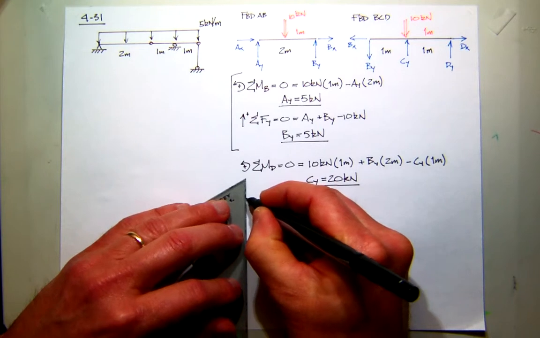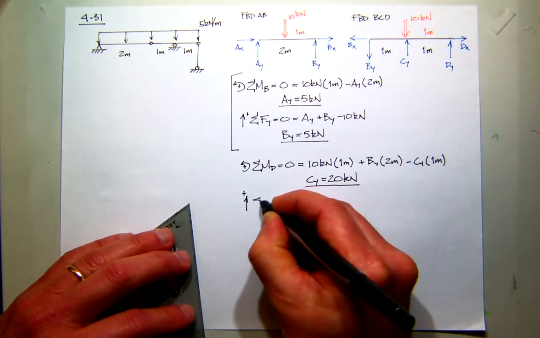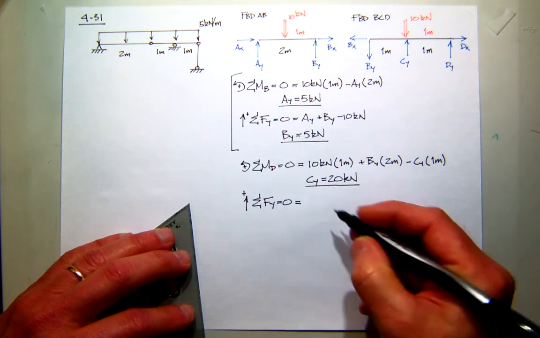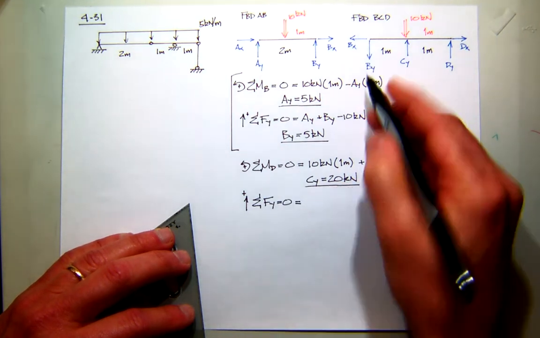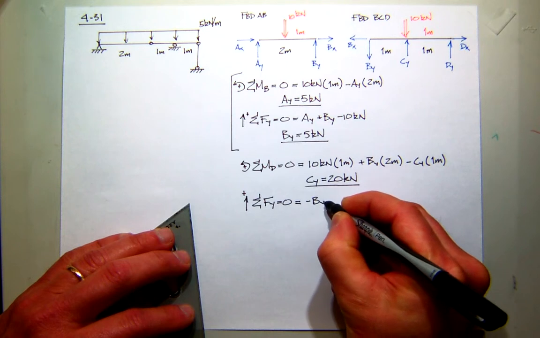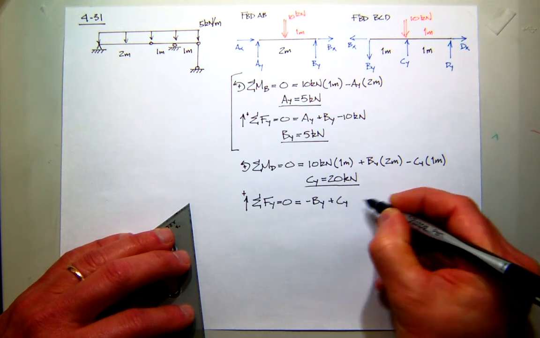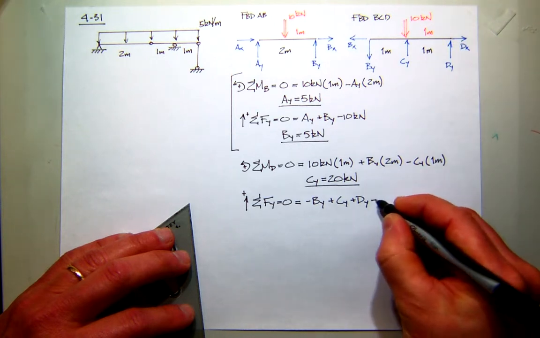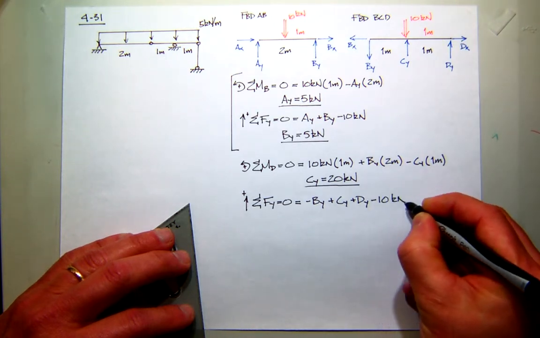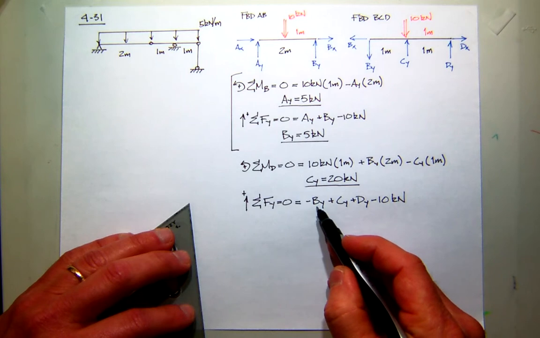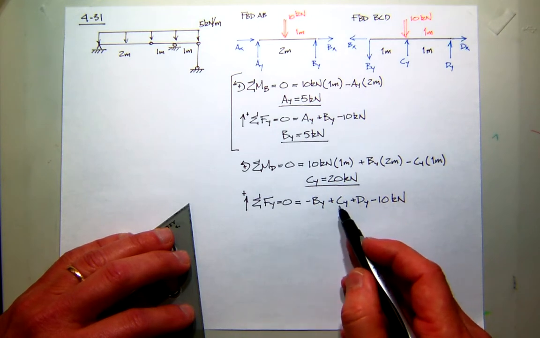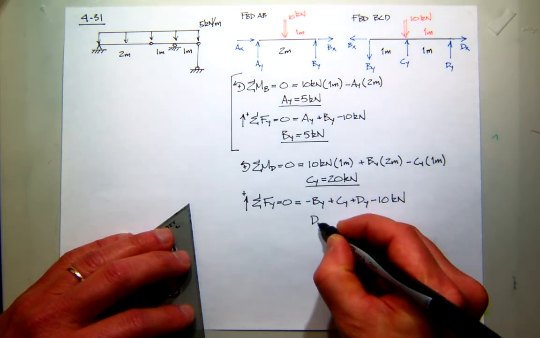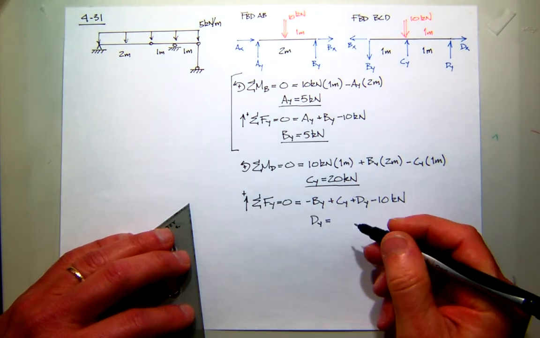And then finally we can get Dy. So we can sum forces in the y direction. I'll start from the left side. So By is acting down. Cy is up. Dy is up. And my 10 kilonewton force is down. So we know By is 5, Cy is 20, so that's 15. 15 minus 10 is 5, so it looks like Dy is minus 5. Does that seem reasonable?